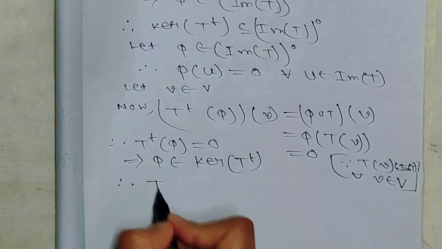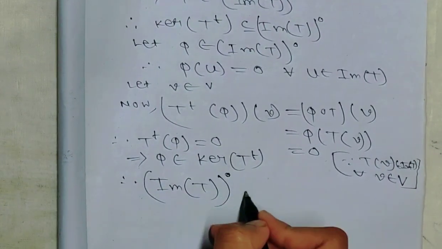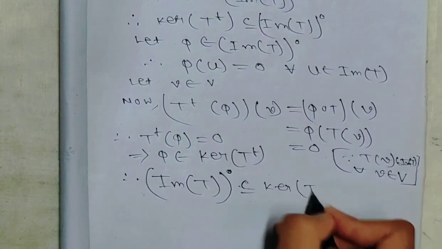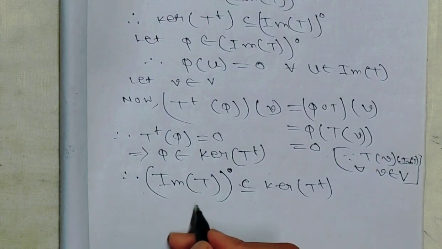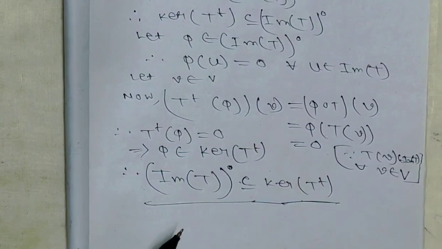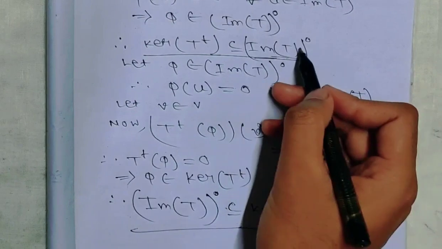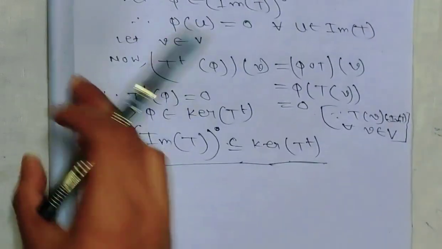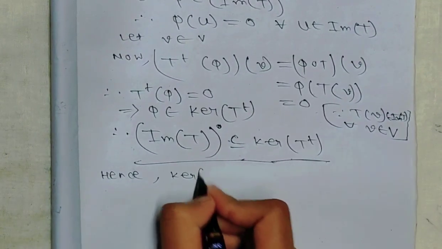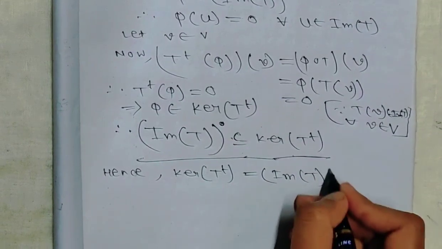Therefore the annihilator of the image of T is contained in kernel of T transpose. So we have shown that the annihilator of the image of T is contained in kernel of T transpose, and kernel of T transpose is contained in the annihilator of the image of T. Hence kernel of T transpose equals the annihilator of the image of T.